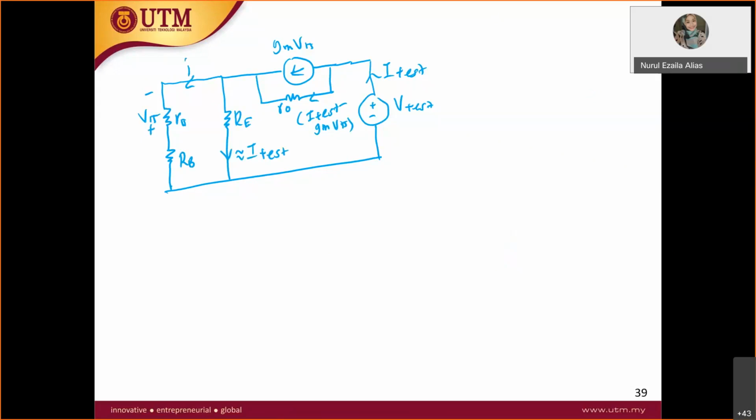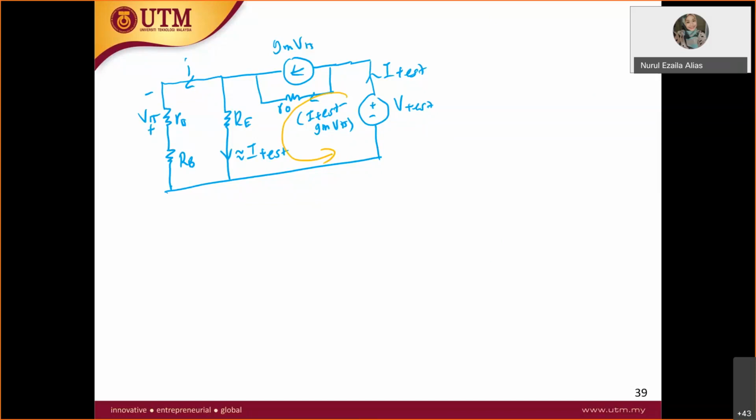So your friend said R pi and RE in series. R pi and RE in series? RE? No, not in series. Okay, so it's a different node over there. All right, so that's it.